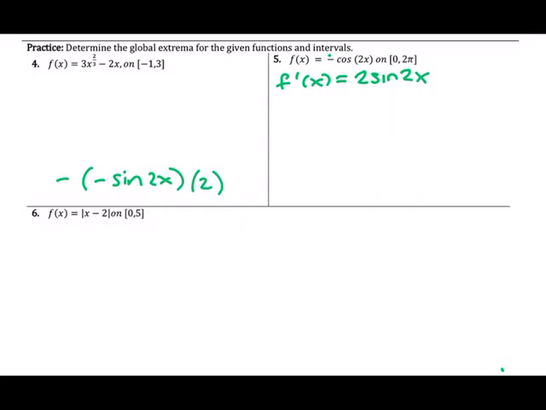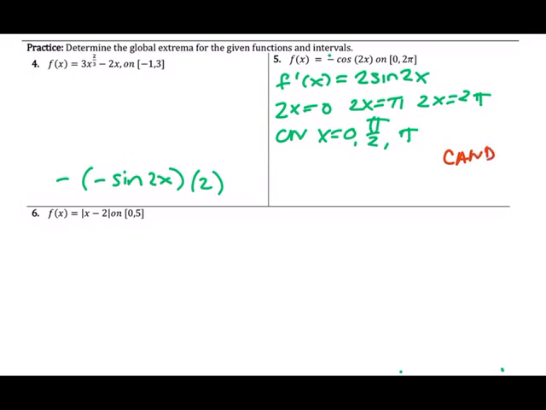Now we want to know where this is 0 or undefined. It's defined everywhere. It will be 0 when sine is 0, and sine is 0 at 0, pi, and 2 pi. I want to know when is 2x 0, when is 2x pi, and when is 2x 2 pi. These are going to give me my critical numbers, which are going to be 0, pi over 2, and pi. So now I'm going to make my table with my candidates, x and f of x.